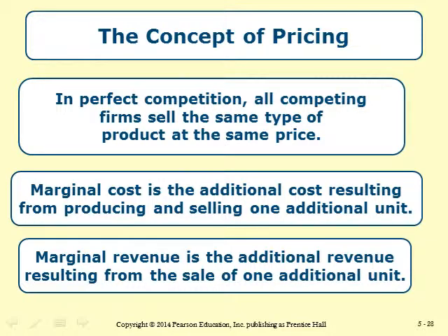The marginal cost is the additional cost resulting from producing and selling one additional unit. The marginal revenue is the additional revenue resulting from the sale of an additional unit.